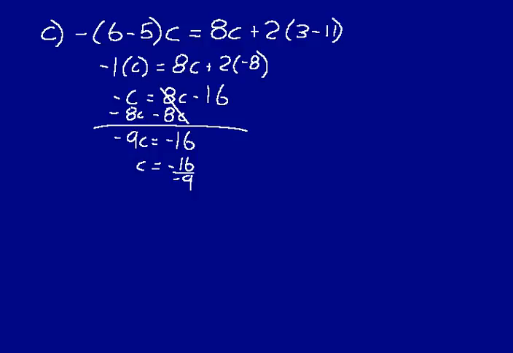So we have a negative over a negative. That would be a positive value. And let's write this as a mixed number. And so we'll have 1 7/9 as an answer.